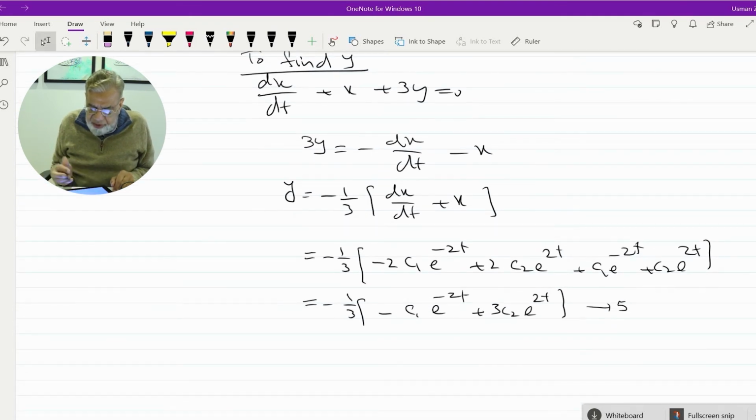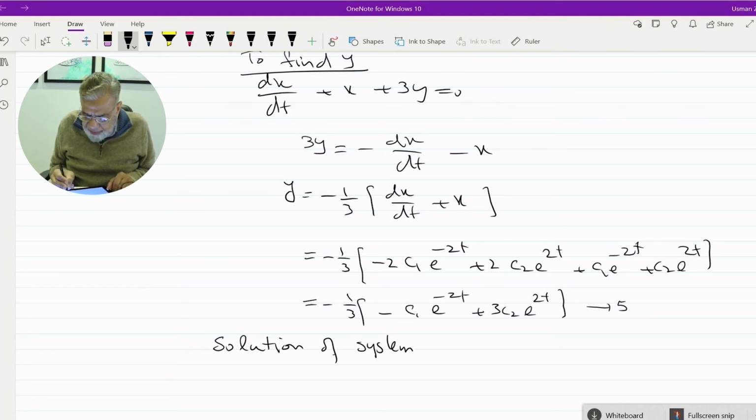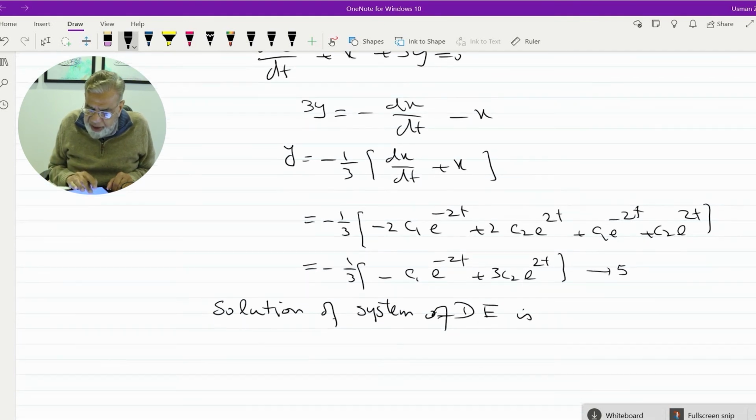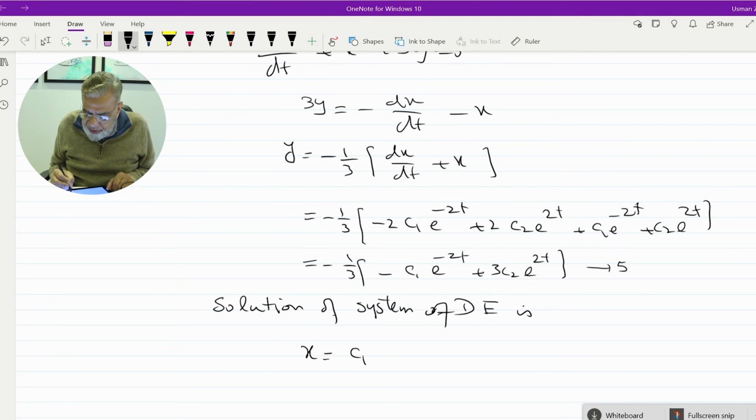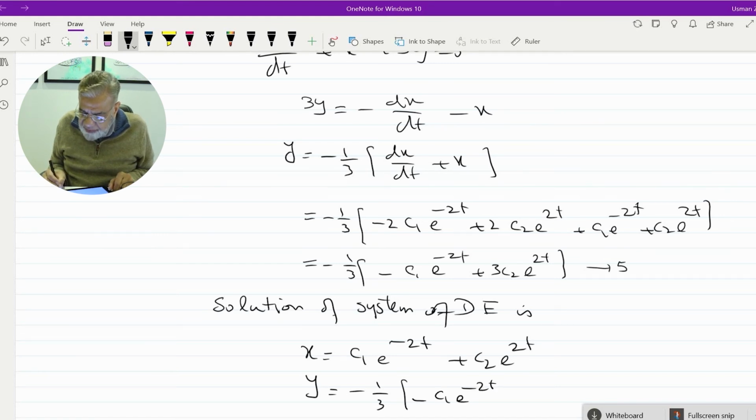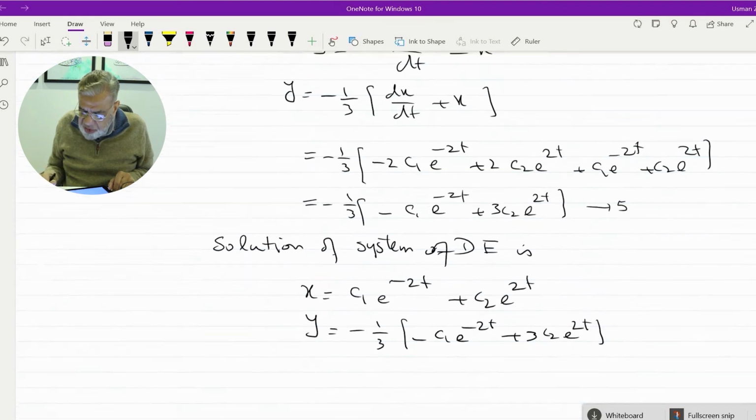So equation 4 and equation 5 give me the solution of the differential equation. I say my solution of the system of differential equations is my equation 4 and equation 5. So I have x is equal to c1 e to the power minus 2t plus c2 e to the power 2t, and my second equation is y is equal to minus 1 by 3 times minus c1 e to the power minus 2t plus 3 c2 e to the power 2t. So that's my solution of the problem.